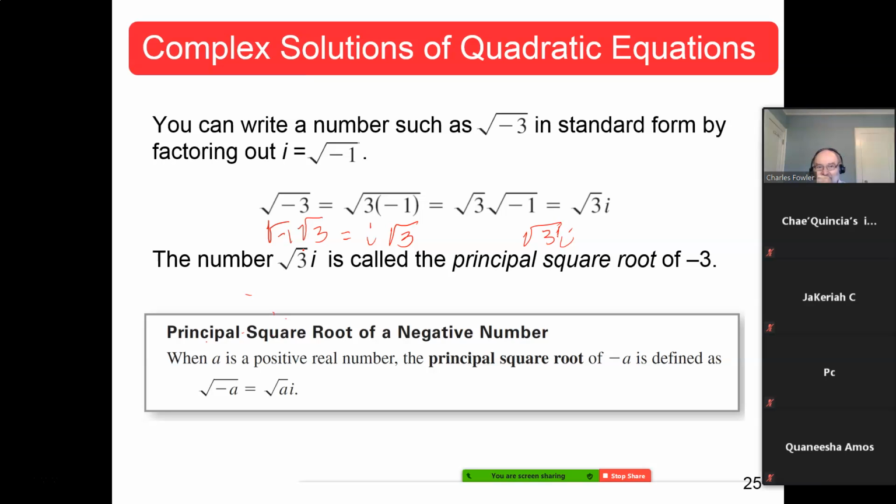Okay, so this is what we mean by the principal square root of a negative number. If a is a positive number, the principal square root of -a, that's obviously going to be a negative number, then, would be the square root of a times i.